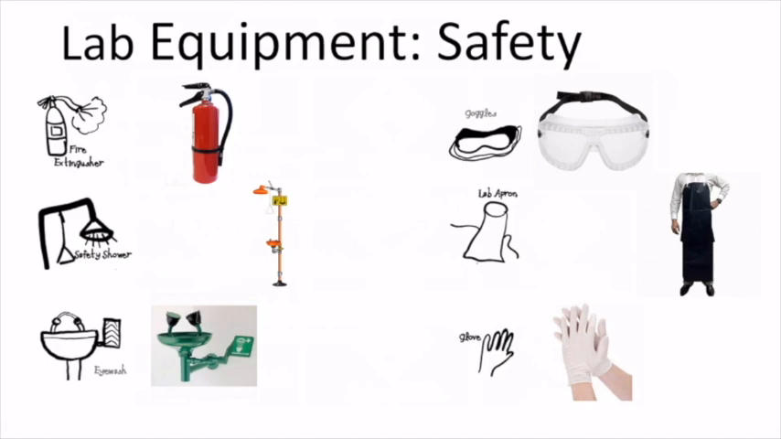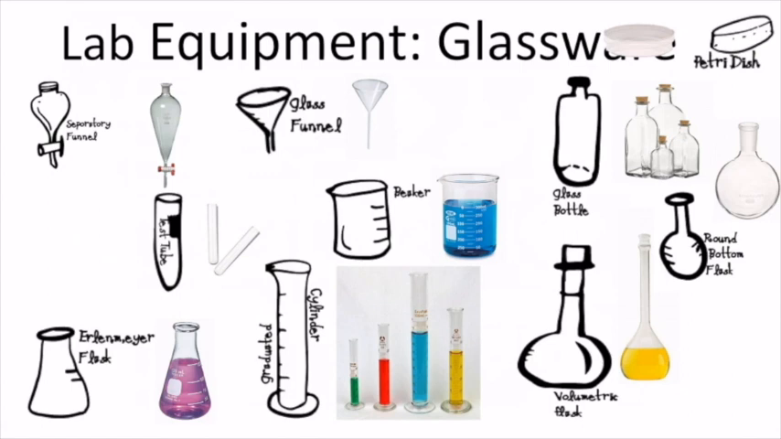So some lab safety equipment we'll be using include fire extinguishers, safety showers, eye wash, goggles, lab aprons, and gloves. Some of the glassware includes petri dishes, separatory funnels, test tubes, Erlenmeyer flasks, graduated cylinders, beakers, glass funnels, glass bottles, volumetric flasks, and round bottom flasks.